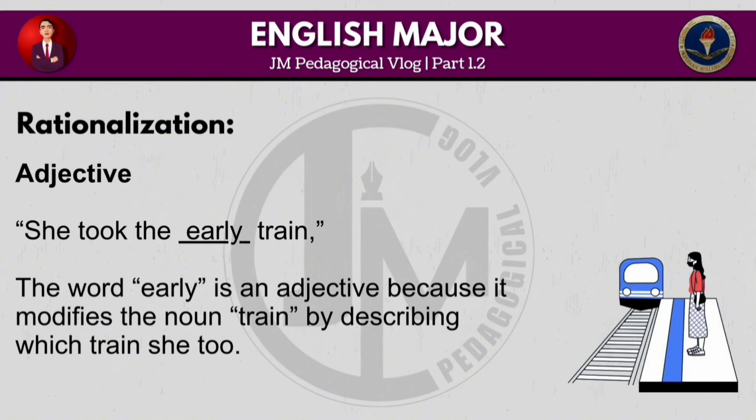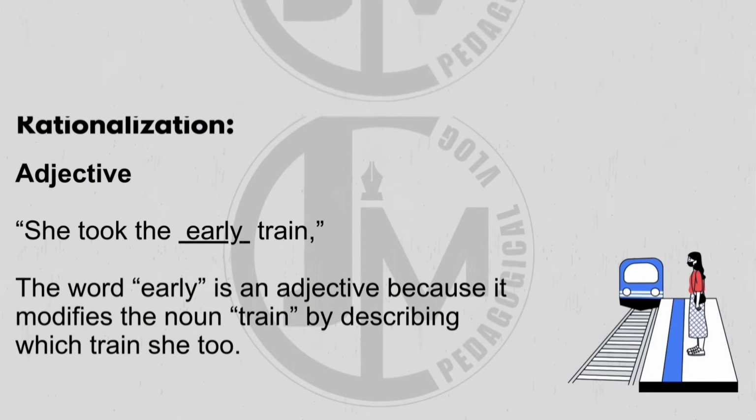In the sentence "She took the early train," the word "early" is an adjective because it modifies the noun "train" by describing which train she took.